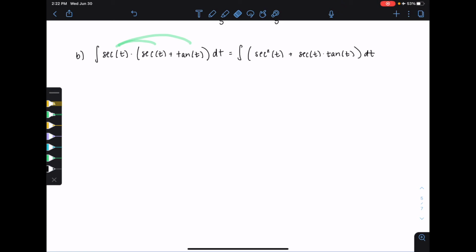And I'm finding my antiderivative with respect to t, so that's my variable. So I need a function whose derivative is secant squared, which is our tangent function, and a function whose derivative is secant times tangent is our secant function. So the first piece would integrate to tangent of t, the second piece integrates to secant of t, and then we go ahead and add that plus c.